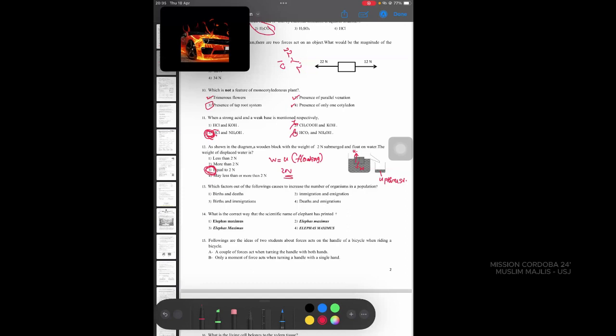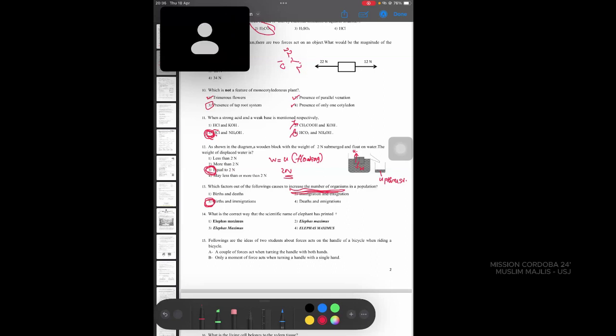Which factor out of the following causes an increase in the number of organisms? Change in the number of organisms is brought by 4 factors: birth, death, immigration and emigration. Birth, you can understand. Death. Immigration: if someone comes to our country, it's immigration. If someone goes out of the country, it's emigration. So to increase the number of organisms, more people should be born or someone should come from outside. So the answer is birth and immigration, the third one. Excellent.